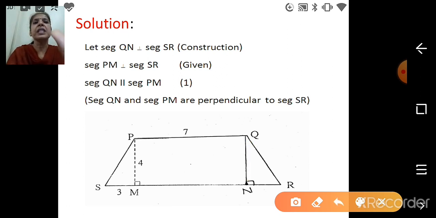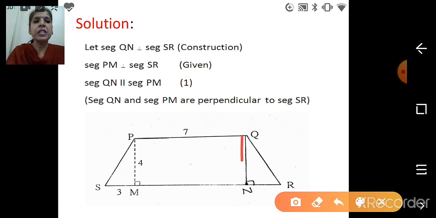So our first step is, let segment QN be perpendicular to segment SR, and whatever we write in the bracket is the reason. So it is construction. Then why is QN perpendicular? We have constructed it. So in the bracket we write construction. And next, what is given is PM is perpendicular to segment SR. It is given. So what will we write here in the bracket? Given. So segment PM perpendicular to segment SR is given and segment QN perpendicular to SR is construction.